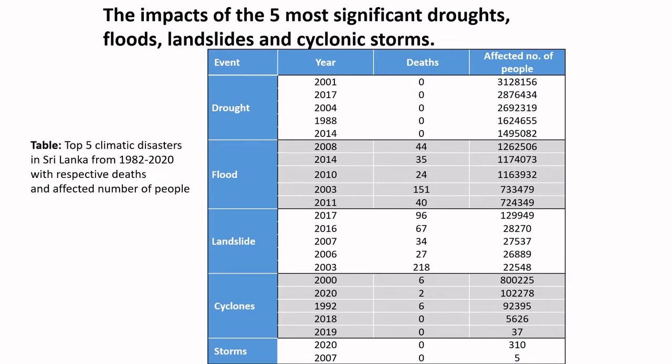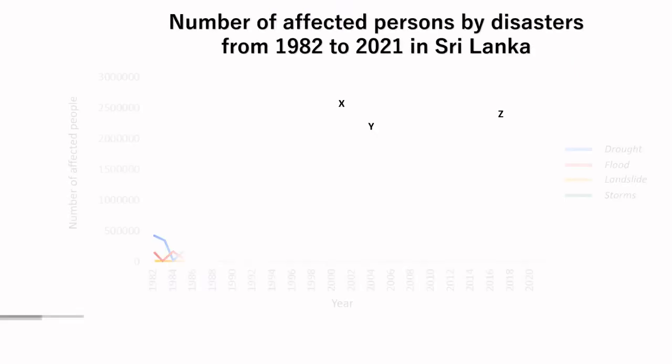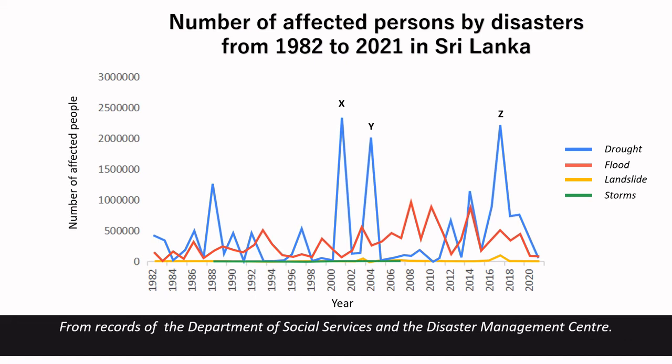The table shows the number of affected people from disasters annually. The disaster-affected count has increased significantly in recent years. By category, we can see that droughts affect the largest number and that landslides lead to the largest number of fatalities.